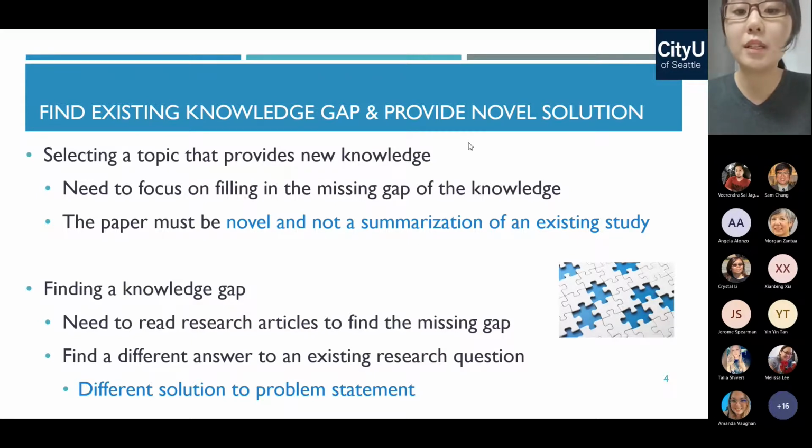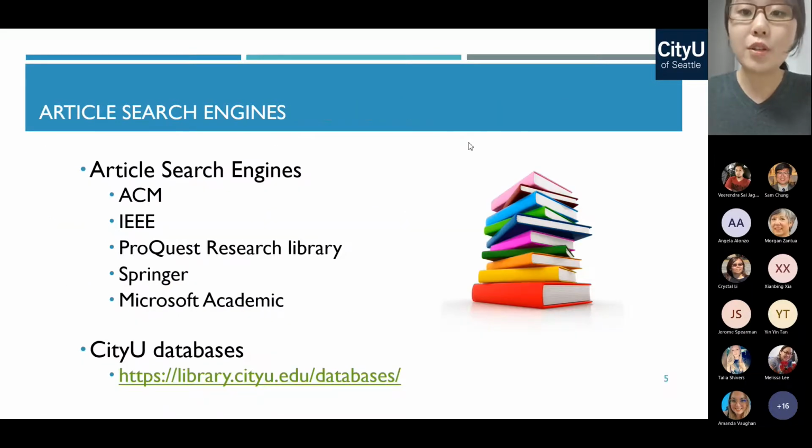So one option you can do is use an existing knowledge gap. Find the existing problem statement, which is like a disagreement to their problem, and then find your own solution to the problem statement. And this is one option you can take. And I encourage you to read a lot of peer-reviewed papers through article search engines such as ACM and IEEE databases to get some ideas and search for the problems that interest you to solve.